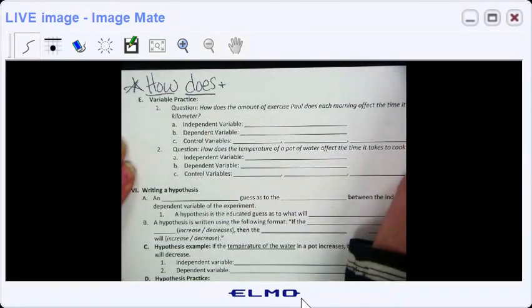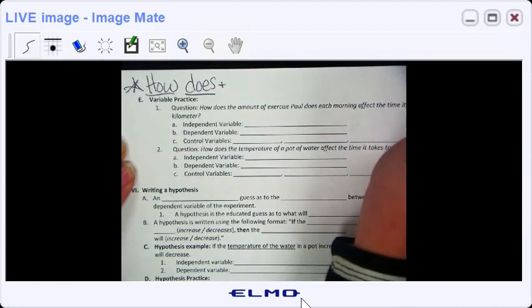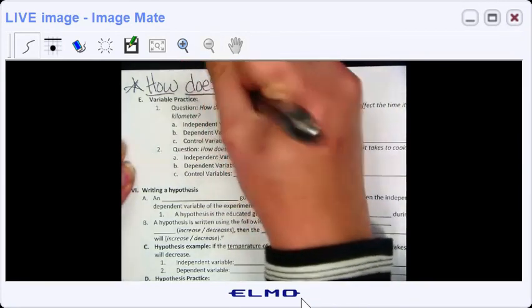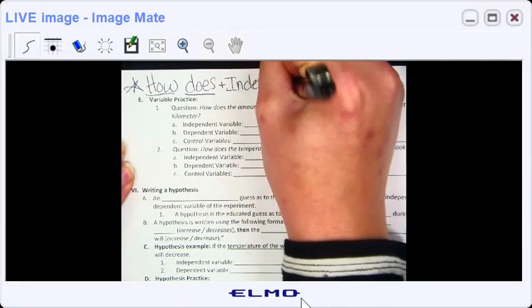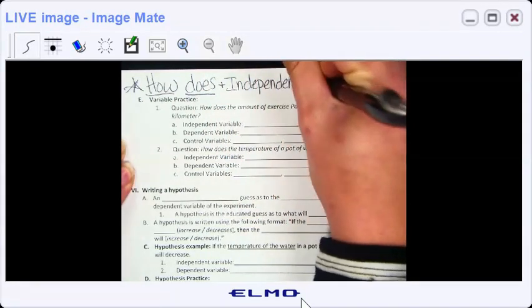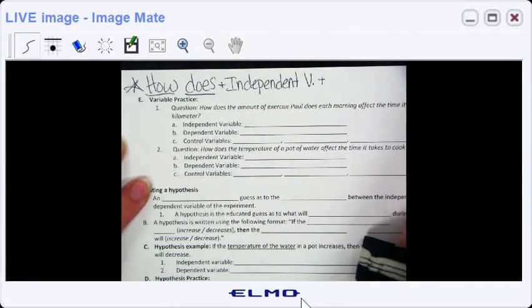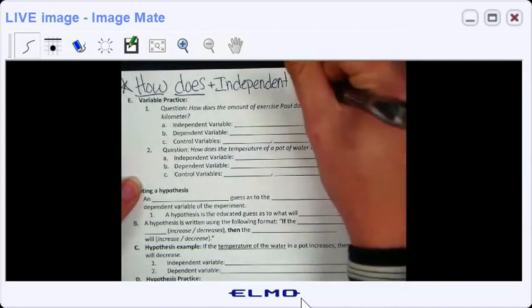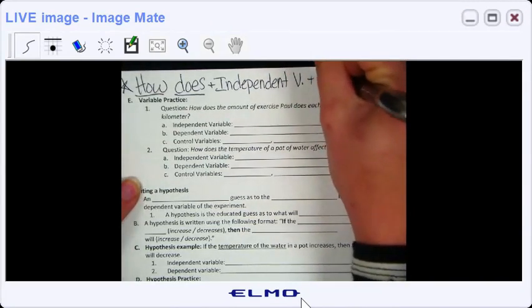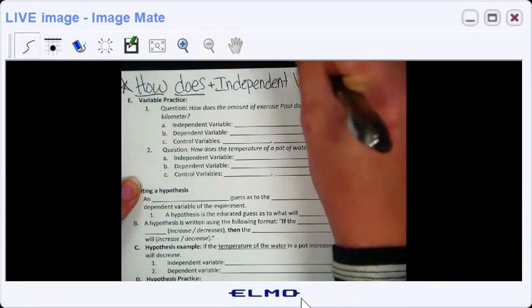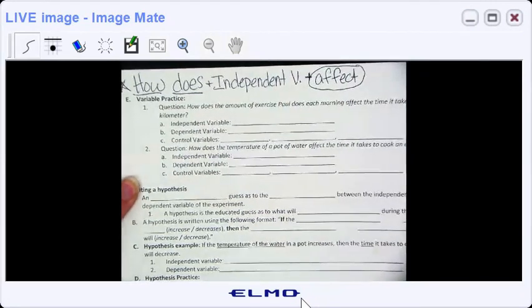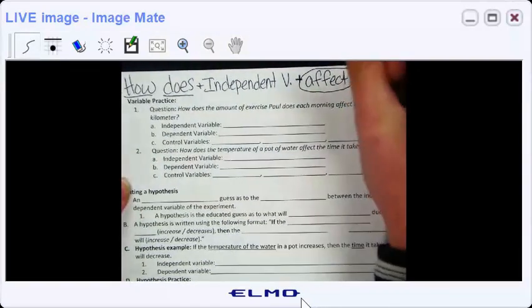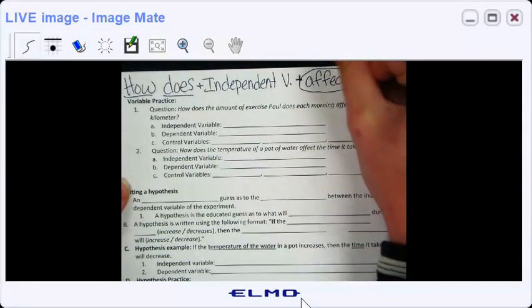The next part of a question is, does anyone know? Independent variable comes next. And then we have that connecting word that I circled on the page before, and that word is effect. So when I read questions, I like to circle this word so that I know I'm looking for it. And then after the word effect is our dependent variable.